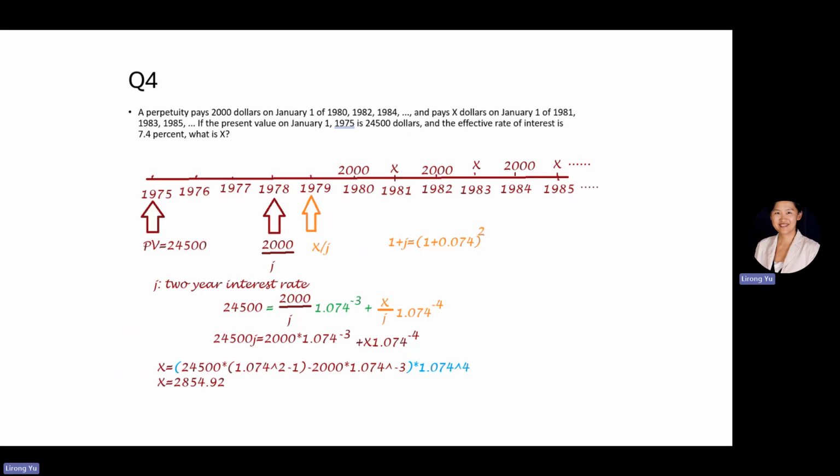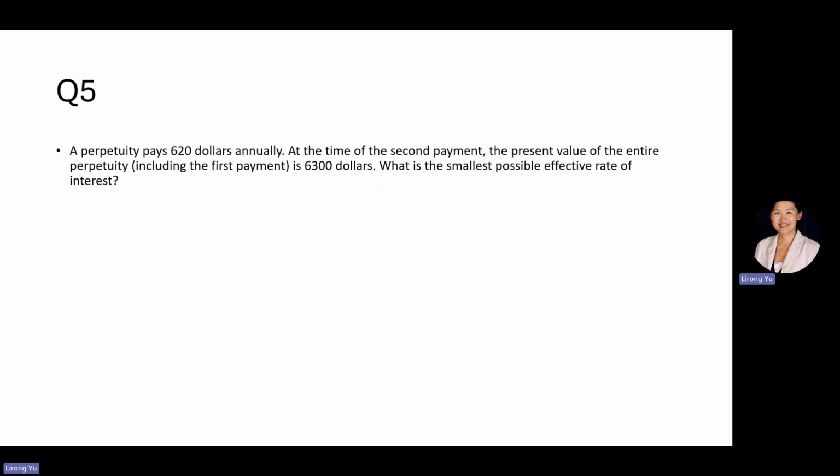This is testing how familiar you are with the perpetuity formula. Are you able to determine the time point where the formula is given and the time point where you want to calculate? There's a discount factor back and forth along the timeline, so make sure you're able to focus on the exact time you want to calculate. All right, let's move on to question 5.